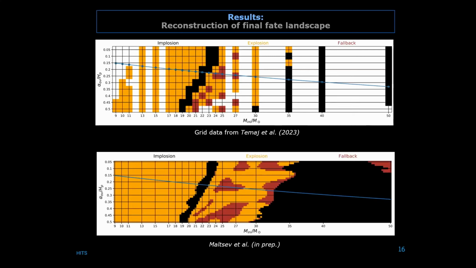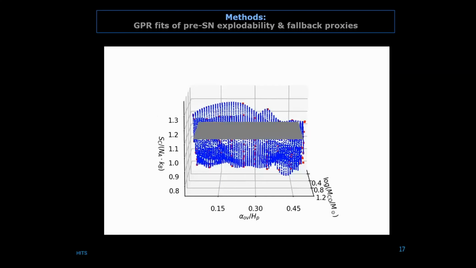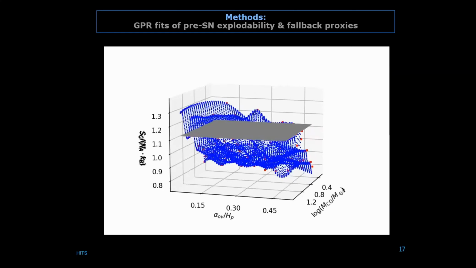And recently, a grid study has been done with MESA, running stellar evolution models from 9 to 50 solar masses at different fixed overshoot values, and up to the onset of iron core infall, and then the semi-analytical Müller model applied to obtain the final fates. And so I've constructed explodability and fallback proxies that allow to generalize these predictions over the entire parameter space. And this then allowed to... this is just an illustration of how this works.